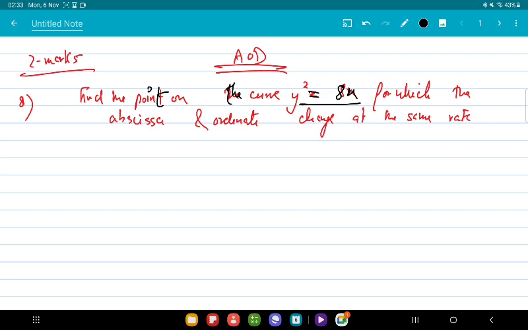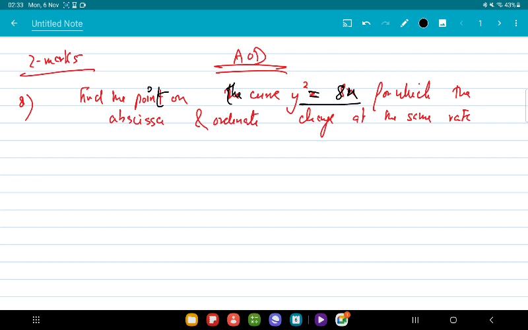First you read the question, then pause it for 2 minutes. Try to solve it on your own. If not, then restart the video. Okay. It is a 2 marks question. Find the point on the curve y square is equal to 8x for which the abscissa and ordinate change at the same rate. That is the question.